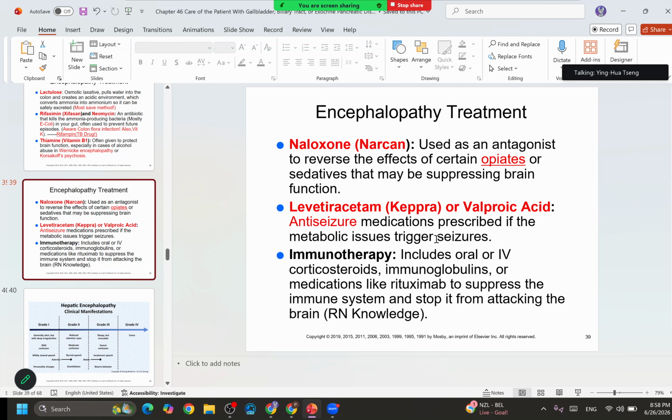Okay, you try to remember it. If you cannot remember it, that's fine. This is our knowledge. But you need to remember. Okay, LVN, we give Keppra all the time. IV and pill both. All right, this is also our knowledge.